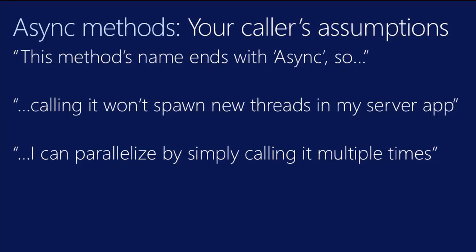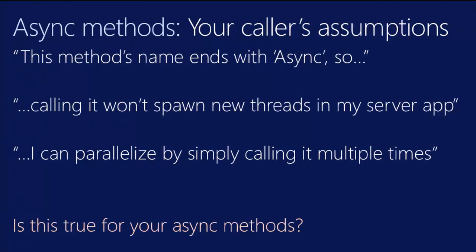I also know that I can parallelize this. Maybe this is a download API, and I want to kick off 100 downloads. Well, I'm just going to call this method 100 times, because it's giving me back tasks. I'm just going to call it 100 times, then await Task.WhenAll on all the tasks, and I'm good to go. And it's not going to be hurting my scalability to do so. So these are the core assumptions people make when they see Async on the end of your library method. So the question is: is this actually true for the asynchronous methods that you're creating?